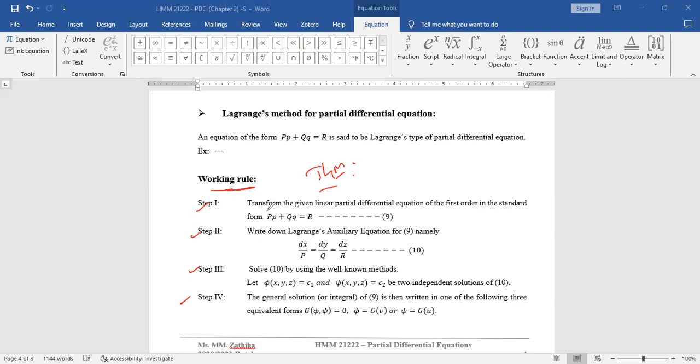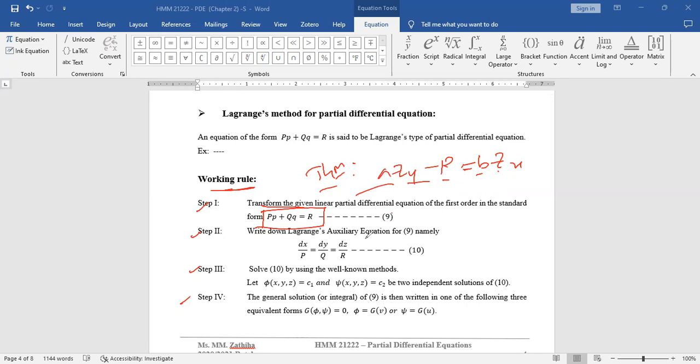Okay, first of all, transform the given linear equation. They may give it in a mixed order here and there. So first of all, you have to transform the first order equation into this standard form. Sometimes they may give something like zy minus r equal to b z x, not in the proper order. So first of all, you have to make it in order.